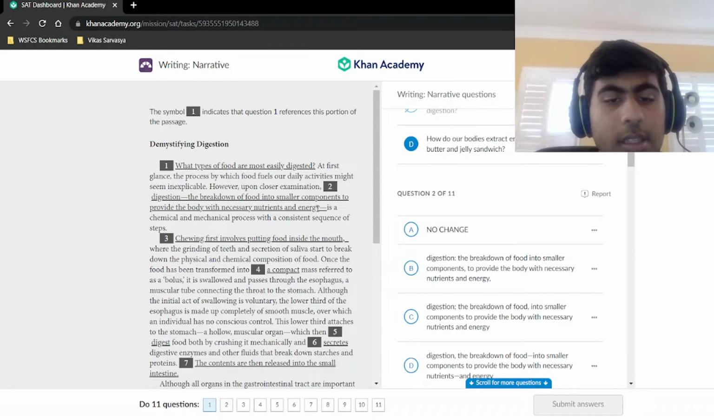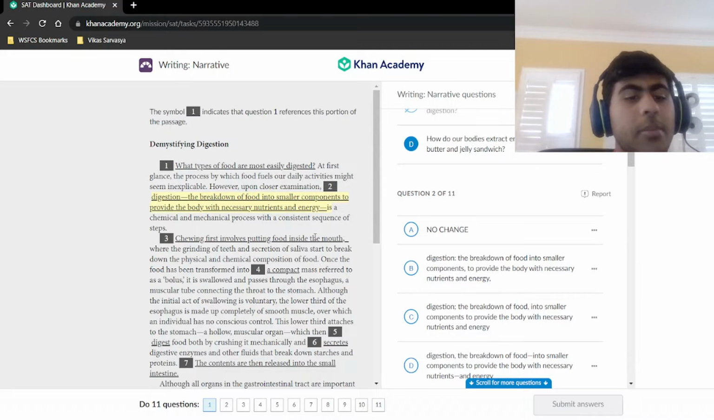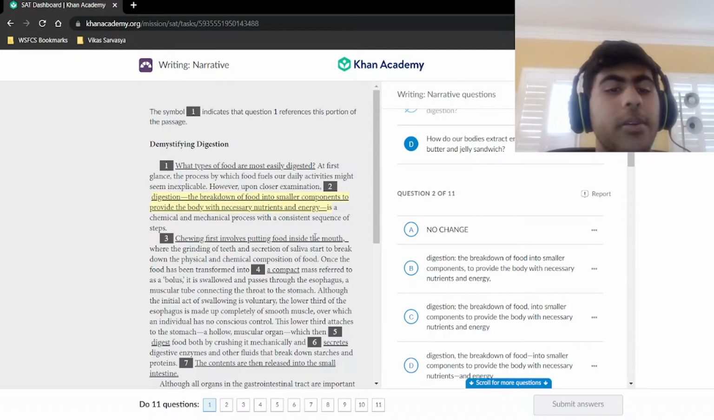Alright, so let's see about this part by itself, right? Just the breakdown of food into smaller components to provide the body with necessary nutrients and energy. If we take that part out, our sentence becomes, however, upon closer examination, digestion is a chemical and mechanical process with a consistent sequence of steps. That sentence fits, that sentence works, right? That is a completely grammatically correct sentence if we even take out that entire middle part, meaning that the part in between the two dashes is going to be a non-essential element.